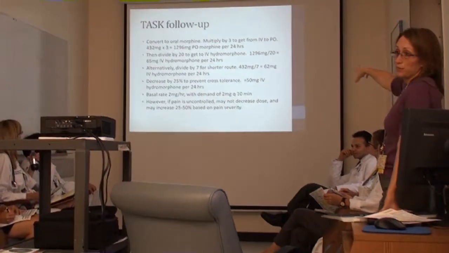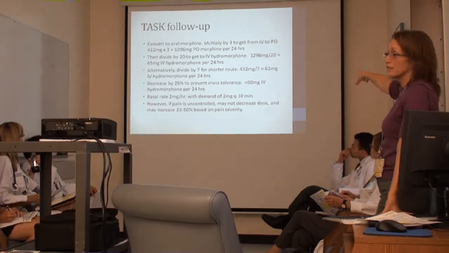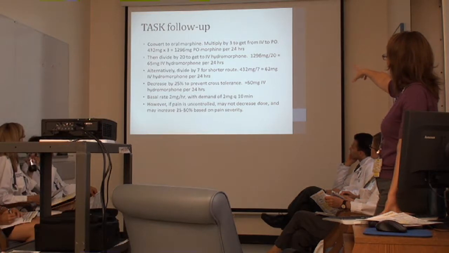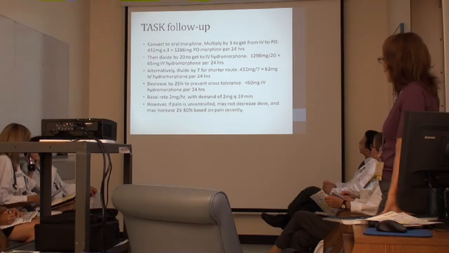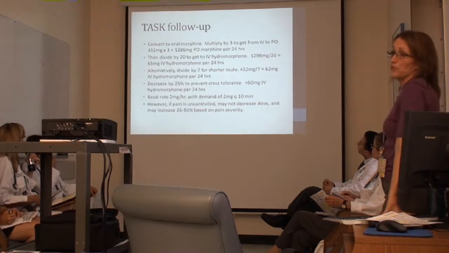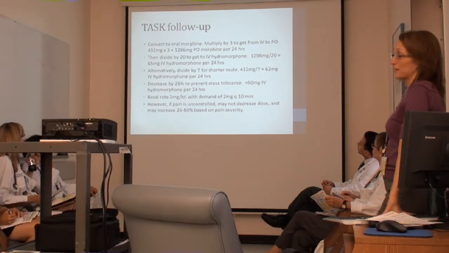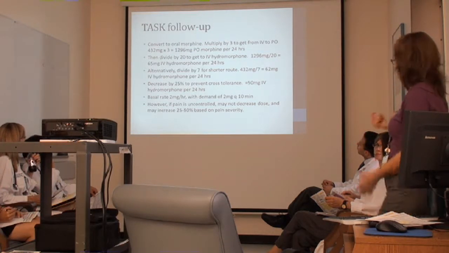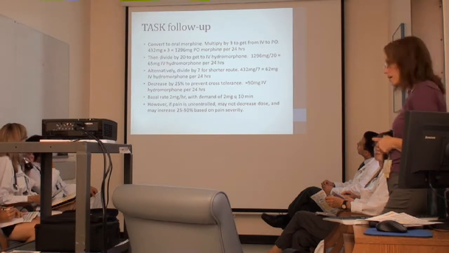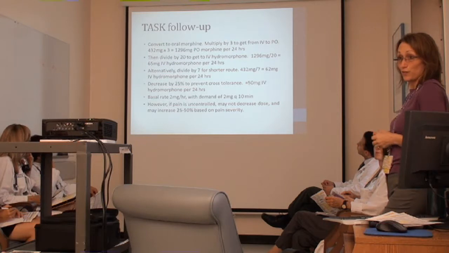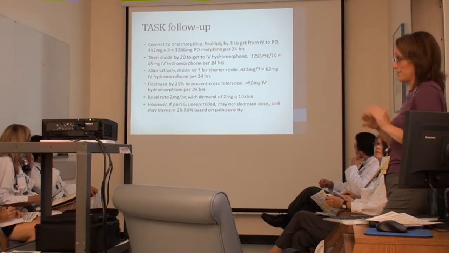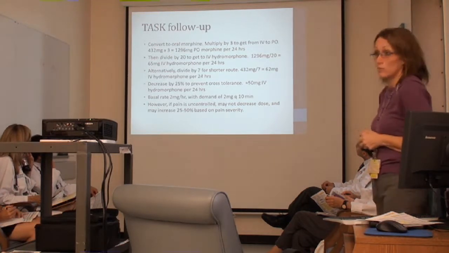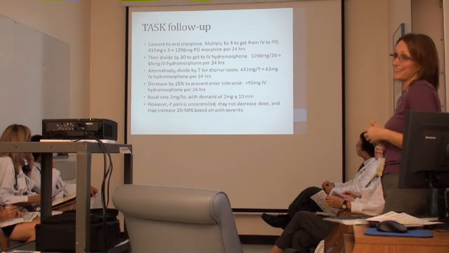We want to decrease by 25% for cross tolerance. And that will give you 50 milligrams IV hydromorphone for 24 hours. Then you decide that you're going to do a PCA, so you're going to give them a basal rate, because you don't want them to have to press the button every 10 minutes to get the 50 milligrams. When your pain's out of control, it's great to have it every 10 minutes, but can you imagine having to press it every 10 minutes for 24 hours to get your pain controlled? We've had patients that have to do that, and that's just not appropriate.